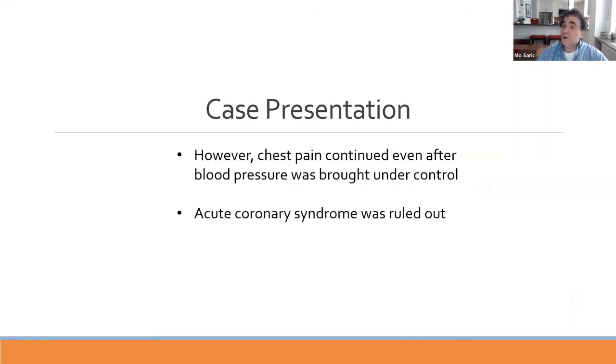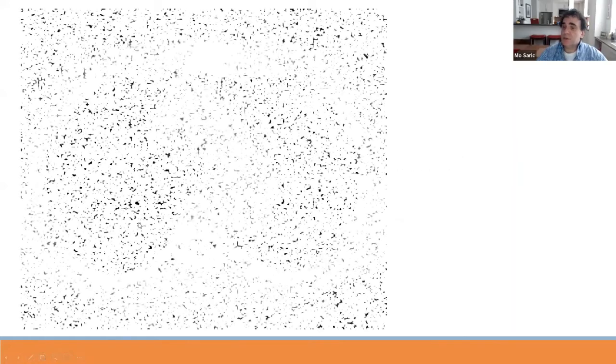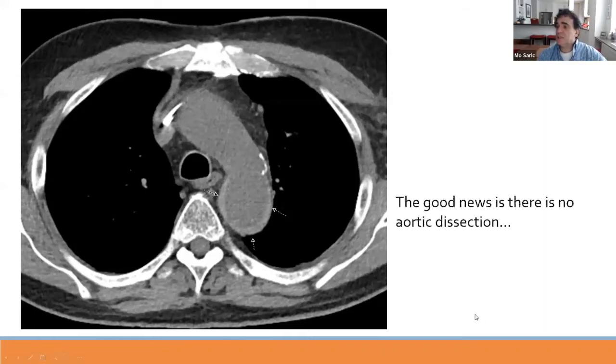Then an acute coronary syndrome possibility was entertained, however, his acute coronary syndrome was ruled out. Then aortic dissection was suspected, and a chest CT was obtained. And this is his chest CT non-contrast portion. So these are the images that are obtained of the thoracic aorta before the intravenous contrast is injected. And these are very important to obtain, these non-contrast images.